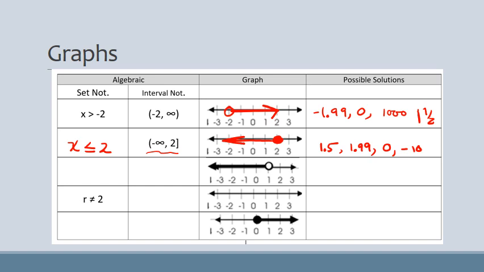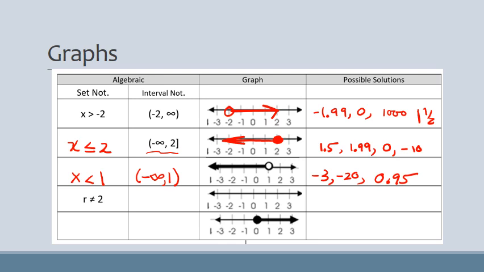This graph, I have an open circle at 1, so it's going to be x is less than 1. In interval notation, it's negative infinity to 1, and since 1 isn't included, we use a parenthesis. So this could be solutions negative 3, negative 20, 0.95. Anything as close to 1 as you can get, but not going over or not equal to 1.